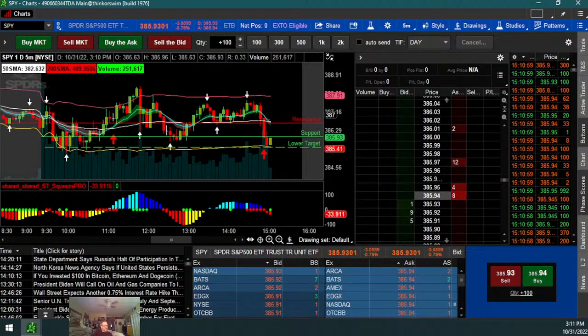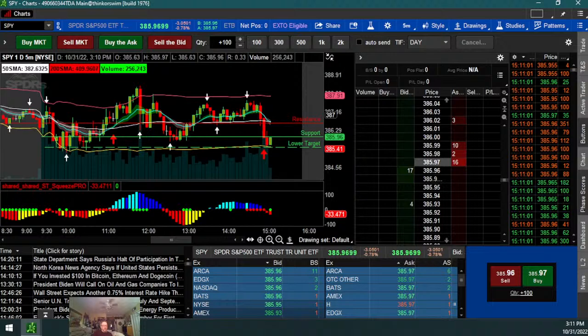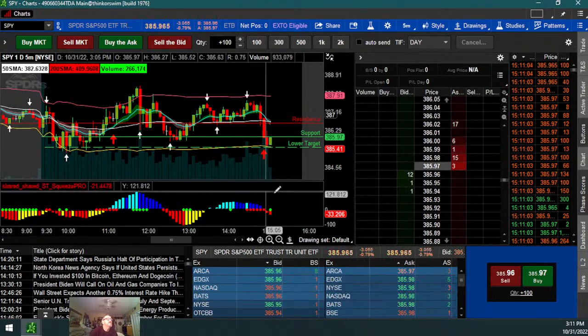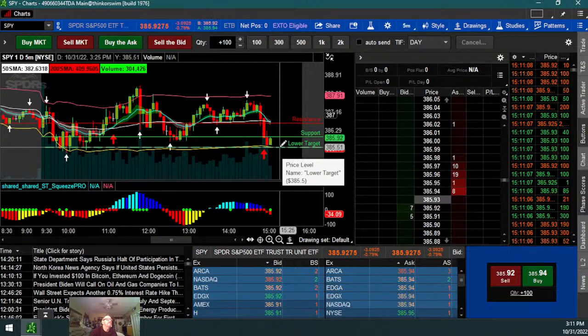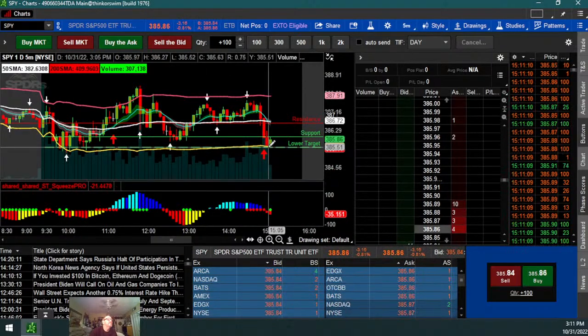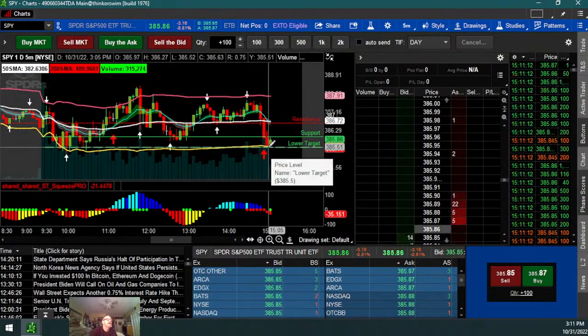Look at that return. So we just tipped our lower target. We just touched it. Look at that. Where was it at? 385.50. We just tipped it above it, and we came up.